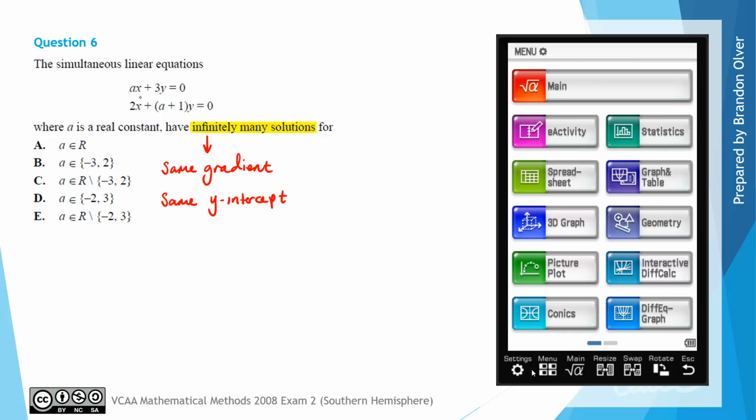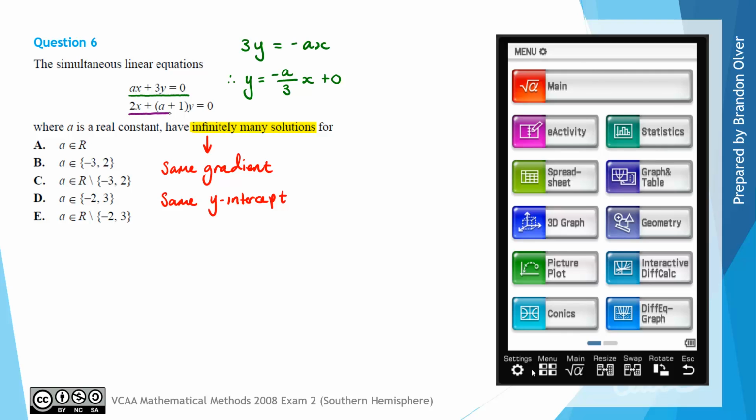If we consider our first equation, ax + 3y = 0, we can rearrange that for y so that it's in gradient-intercept form. We start off by going 3y equals negative ax, by subtracting ax from both sides. That means y is simply equal to negative a divided by 3 times x, and then technically there's a plus 0 there. I've just put that there so we can identify what the y-intercept would be.